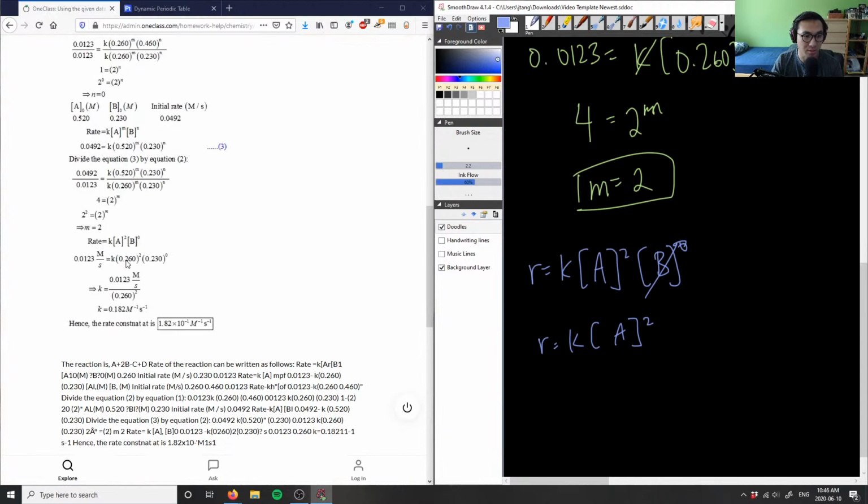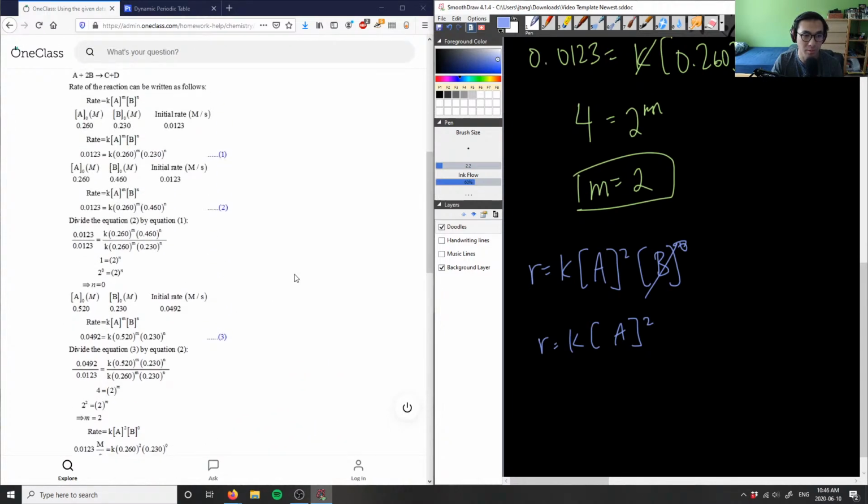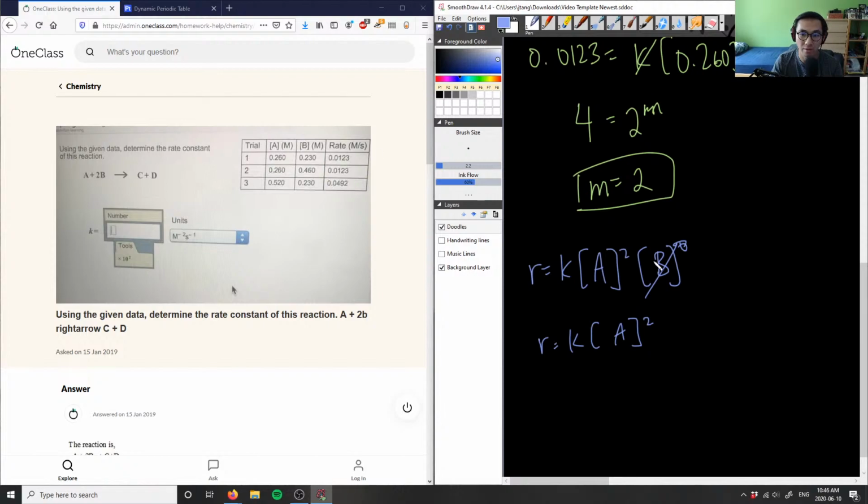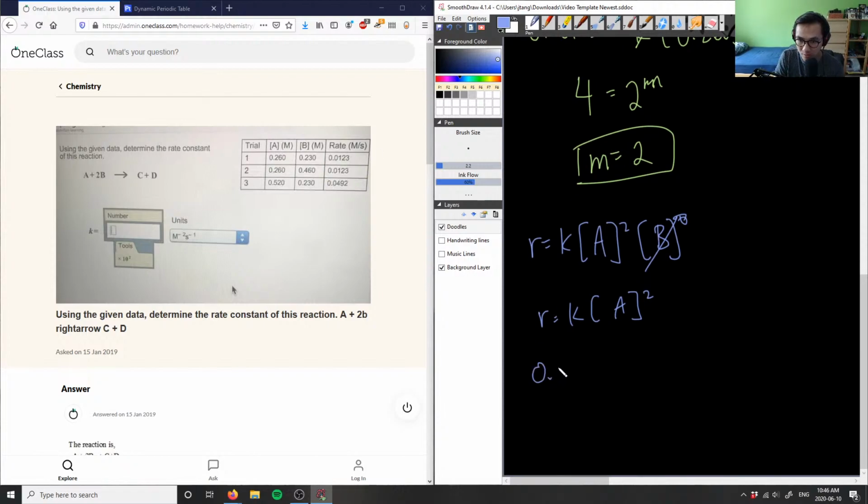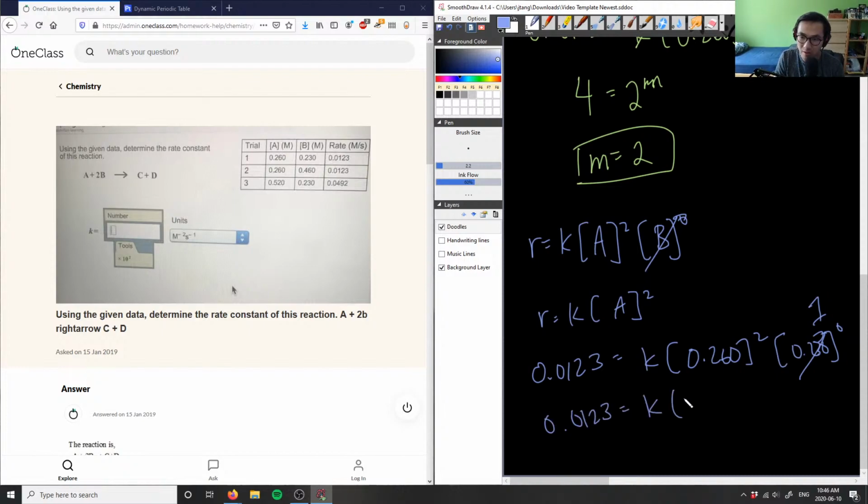As you can see, what they did was they plugged in the first point to solve for our value here. So the rate, again, is 0.0123 equals k times A, which is 0.260 to the power of 2. And again, we don't really care about B here, because if I wrote B 0.230 to the power of 0, this is going to give me simply just a 1. So I just care about these. So I have 0.0123 equals k times whatever 0.260 squared gives me, which is 0.0676.